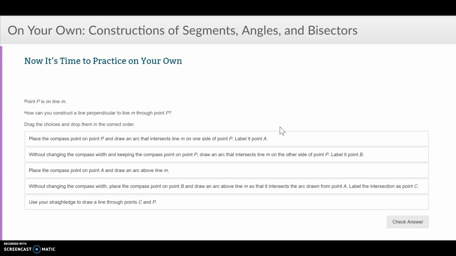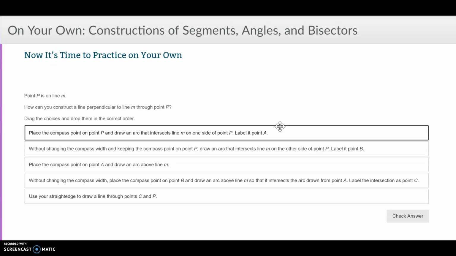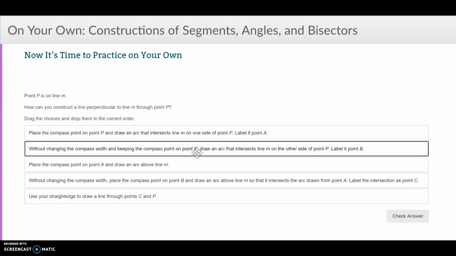Alright. How can we draw a perpendicular line M through point P? So the point P is on the line. That means we place our compass on point P and draw an arc that intersects line M on one side of point P. Label that point A. Don't change your compass and draw an arc on the other side of point P.